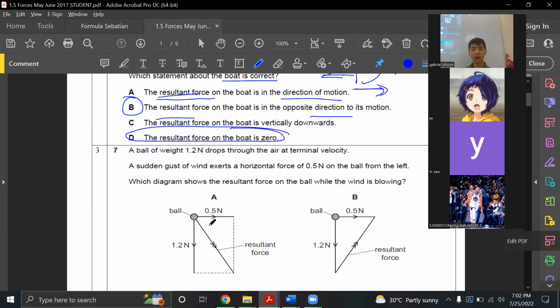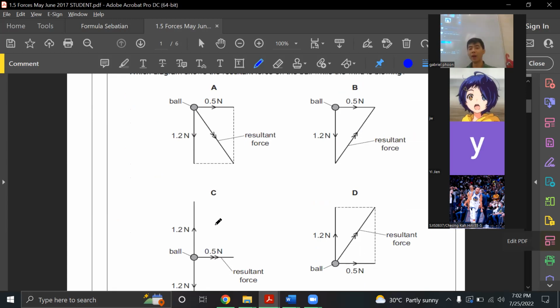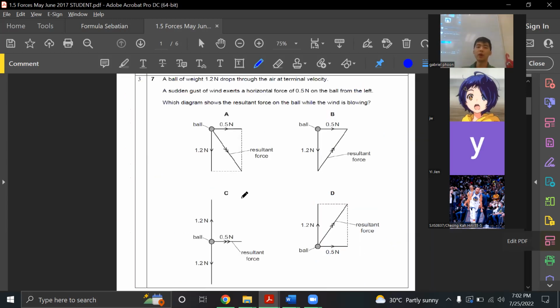Next question. Question 3. I want to explain question 3 a bit. How many of you guys got this correct? Question 3? Wow, not bad. Everyone got it correct.